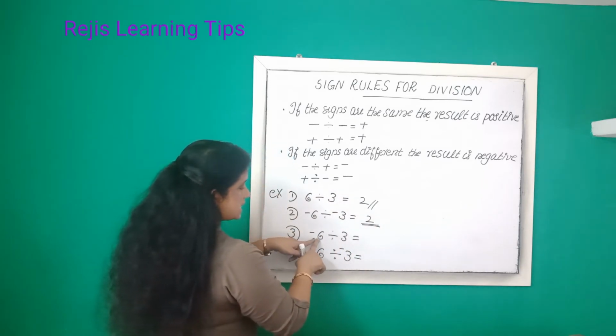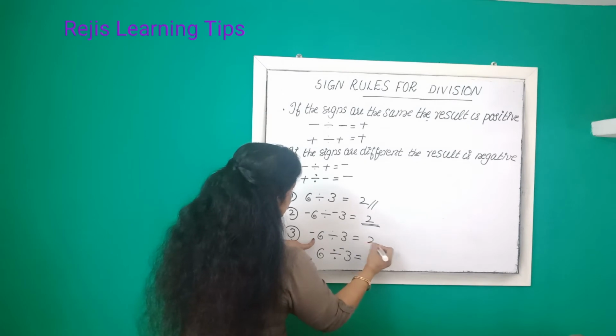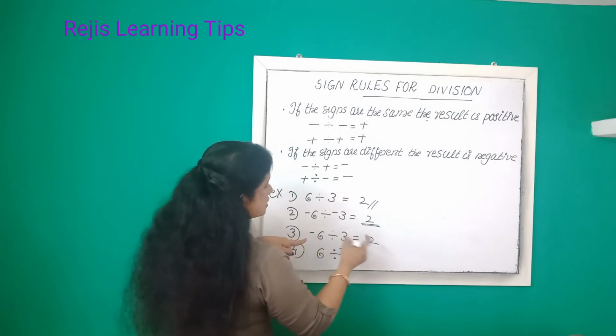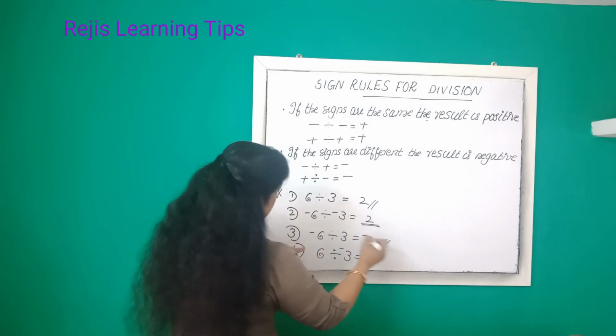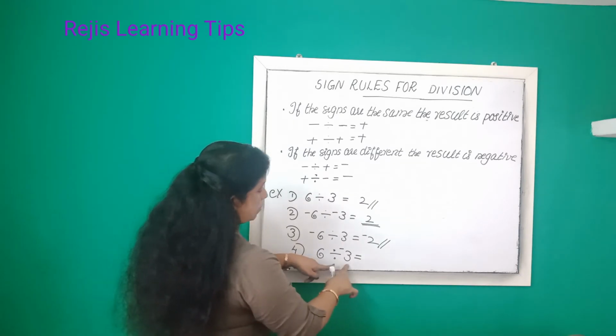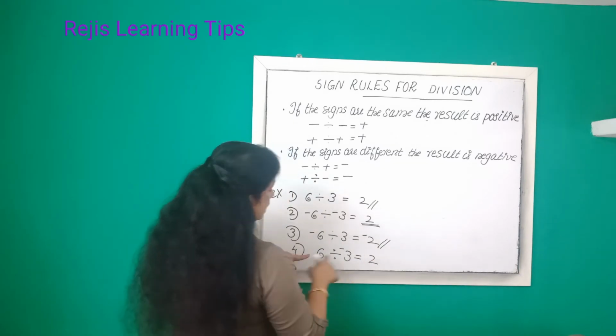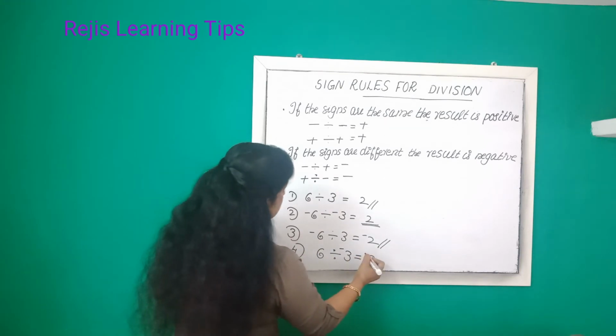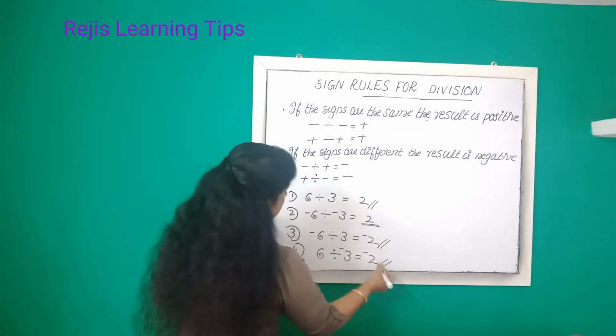In this case, negative 6 divided by 3, that is 2. Here the signs are different, so the result is negative. In this case, 6 divided by negative 3 is also 2. And here also the signs are different, therefore the answer is negative.